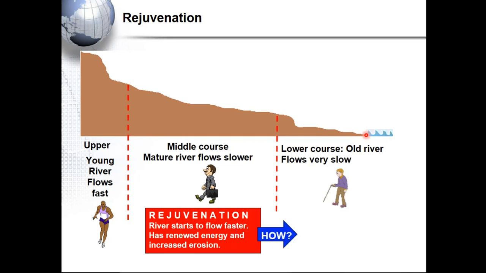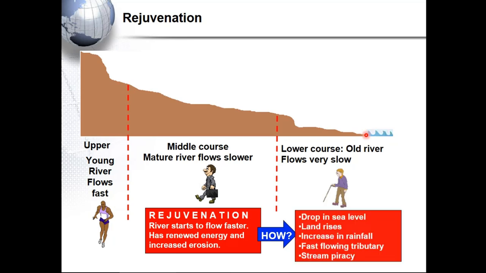So how does that happen? What actually creates this rejuvenation? You can't go and buy oil, you can't get a treatment, something has to happen. Take note, there are four or five different factors that will lead to it. Number one, make sure that you know it: a drop in sea level, which can be for many different reasons. The land starts to rise, and we know that this is happening. An increase in rainfall, we know that that is happening. Fast flowing tributaries. And the last one, which is important, is stream piracy.